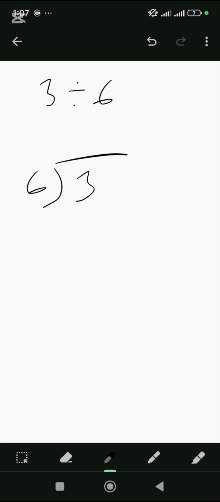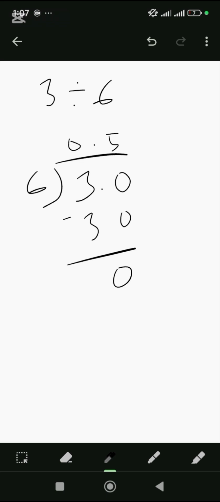Look at this question. 3 divided by 6. Okay, you can have 3 here and have 6 here. The same way you do, you have your point here, you have 0, you have that point here. Okay, look at this as 30. How many 6 are in 30? That would be 5. You multiply, this gives you 30. You subtract, this gives you 0. And so this is 0.5. Alright, let's take another question, possibly 2, so that this will really go in.